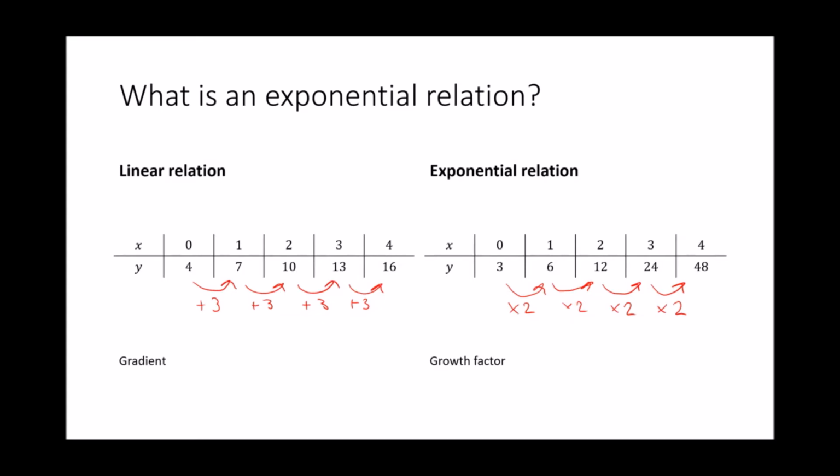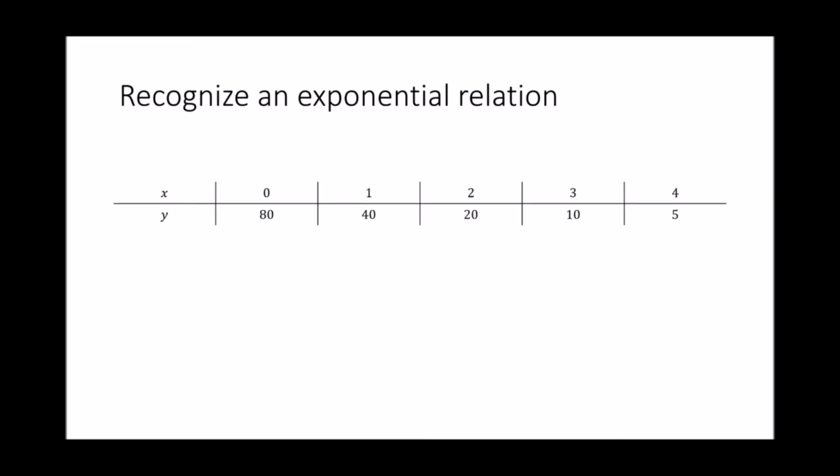Now, how do you recognize this? Whenever you have some situation, you have a table with it, and you have an assumption that it may be exponential, then what you have to do is check each and every step of the way, each and every arrow. You have to see whether they're all the same, whether they have the same growth factor. And the way you get that growth factor is dividing the new number by the old. So the first growth factor is 40 divided by 80, which is a half. So this one is times a half.